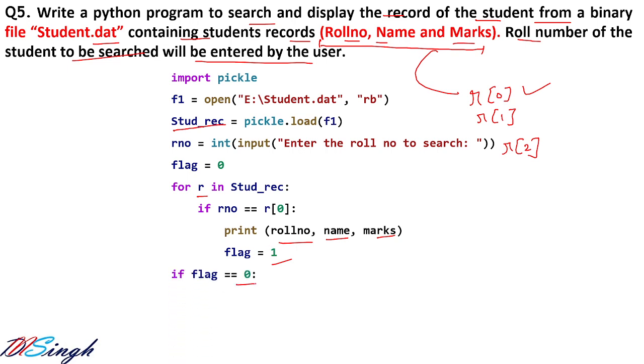If the flag value is still 0 after running this loop completely, what does it mean? We have not found the record which has this roll number entered by the user. So we are going to say record not found. Otherwise, that record has already been printed, and we are going to close the file handle.